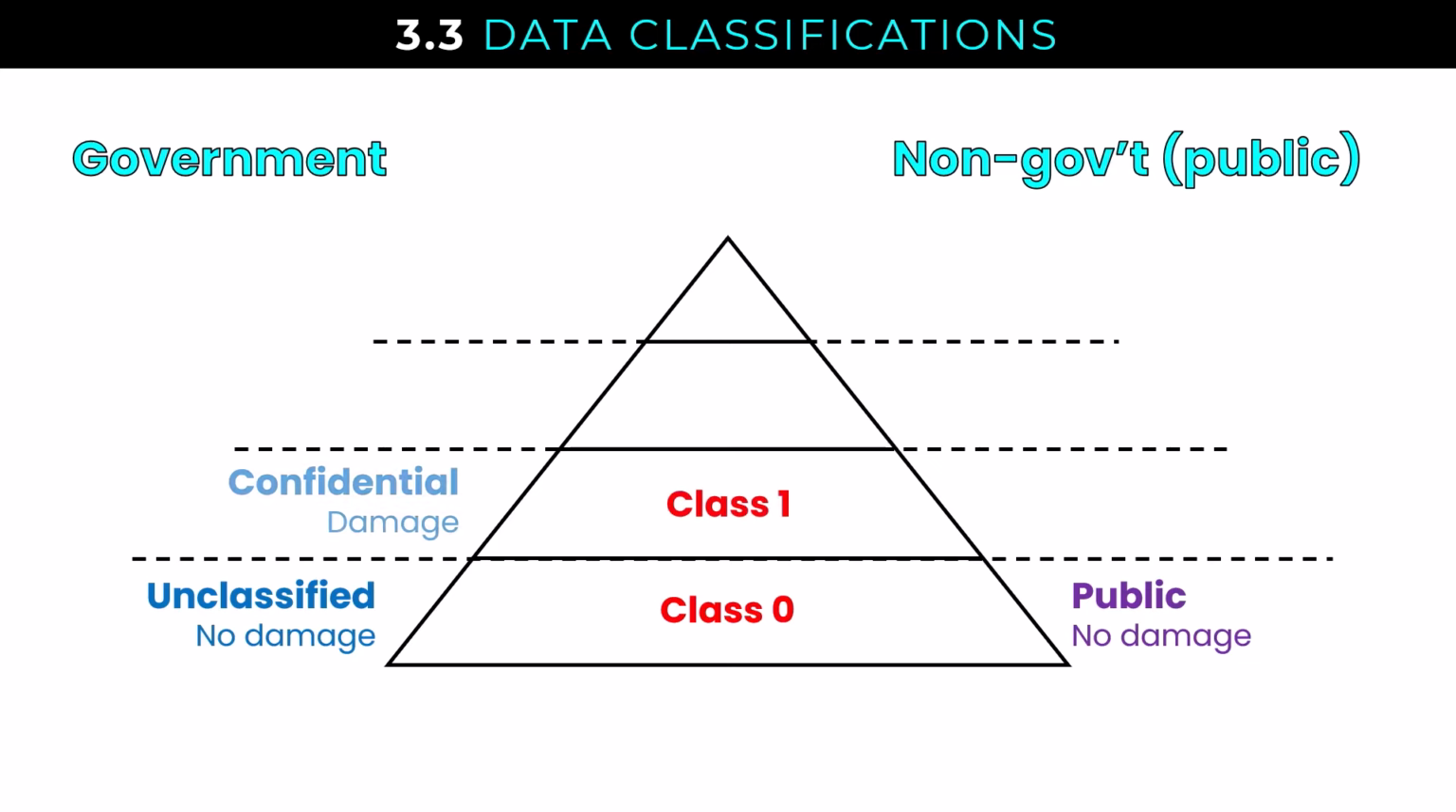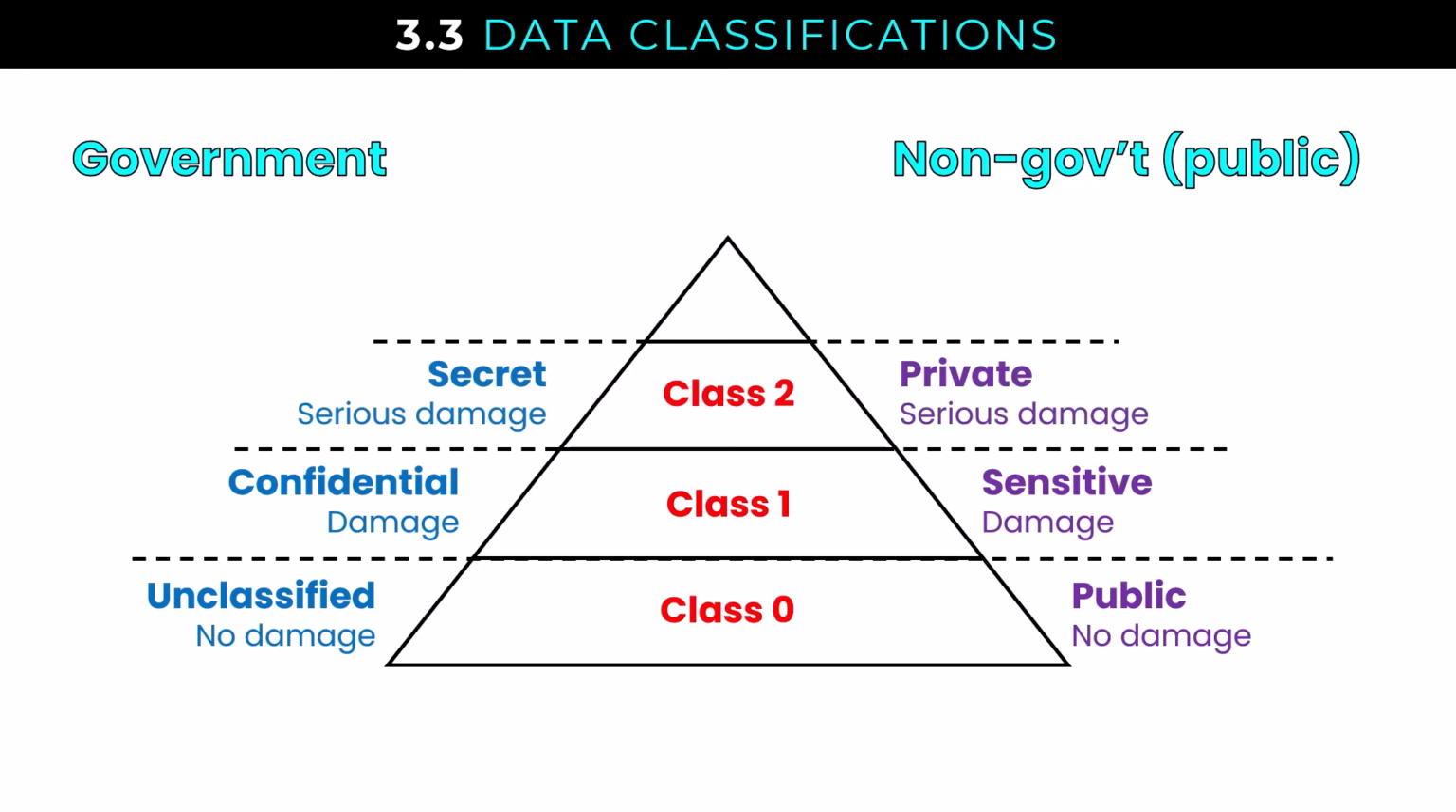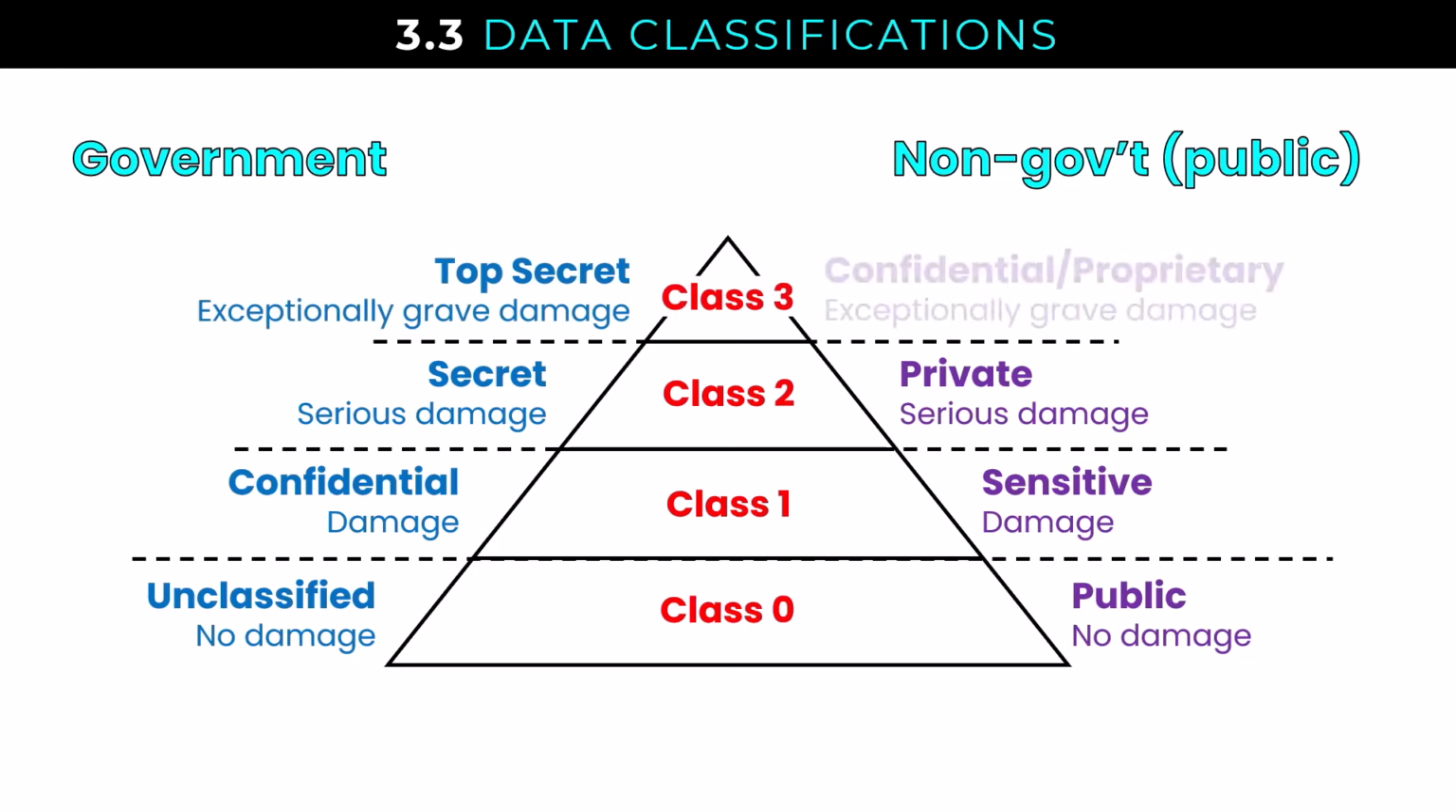Then we have confidential or sensitive, where some damage to the organization results when that data is leaked or made public otherwise. We then have secret and private, which is a bit more serious when leaked. And then at the top of the pyramid here, we have top secret and confidential or proprietary on the commercial side. But you notice the equivalence here in terms of damage.